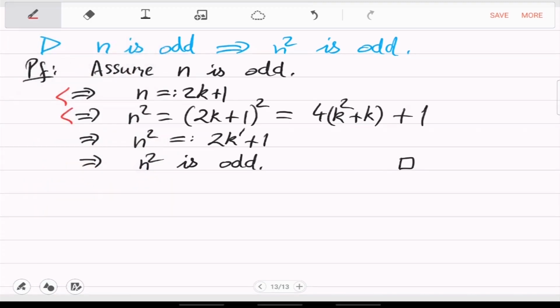Yeah, so this is clearly equivalent. If n square is 2k prime plus 1, then n square is odd, and the same thing holds true in the backward direction also. If n square is odd, then n square has to look like that. But the middle implication, what is the problem there?